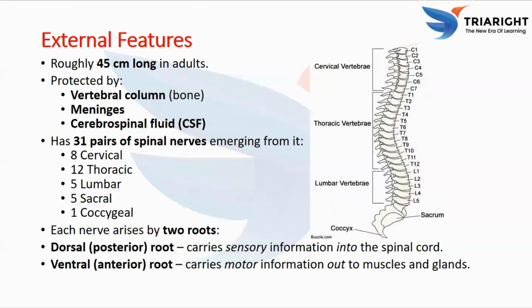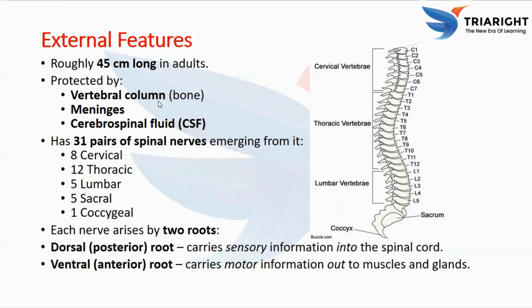And what are the external features of the spinal cord? So what is the length of the spinal cord? It's about 45 centimeters long in adults. It is slightly shorter in females. So how is the spinal cord protected? It is well protected by three main coverings. What are they? The vertebral column, the meninges and also the cerebrospinal fluid.